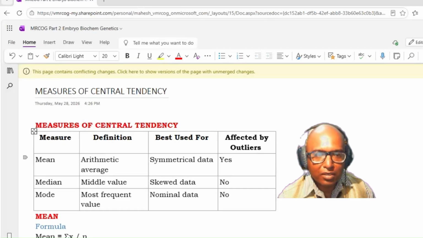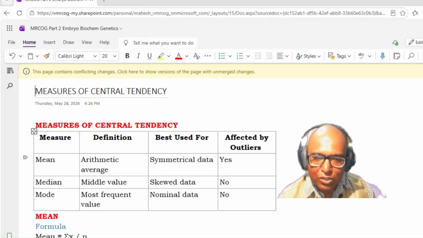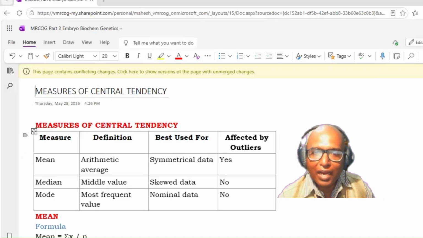By definition, it is the arithmetic average of the data as such. Okay, for all the observations we calculate the arithmetic average. It is best used for symmetrical data. And is it affected by the outliers? Yes, the mean is affected by the outliers. This is the disadvantage with the mean.